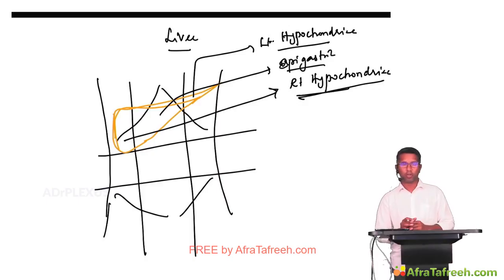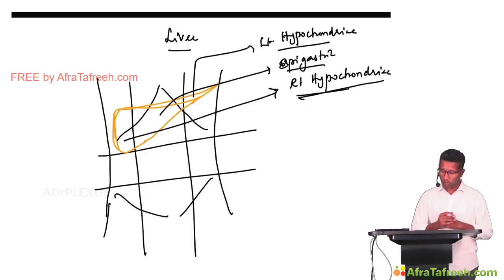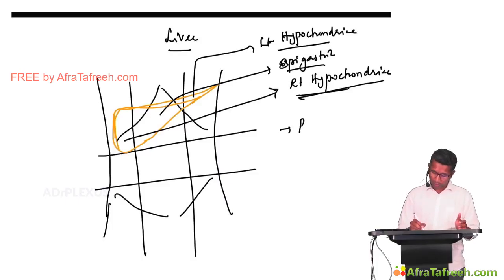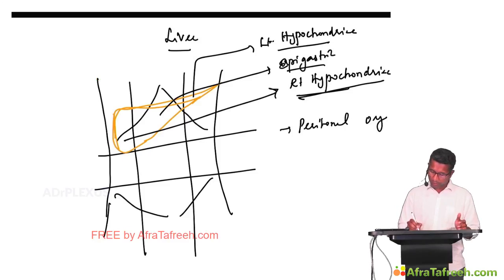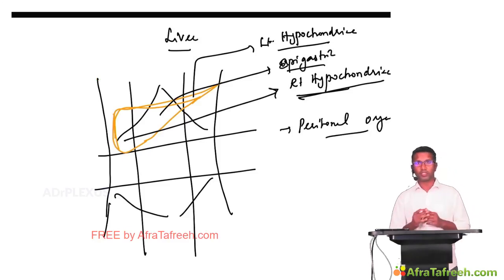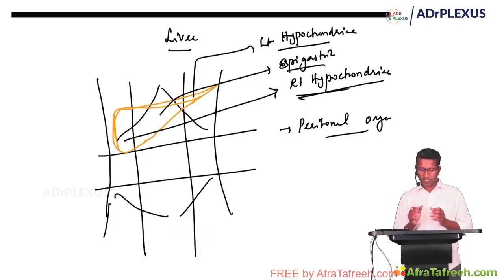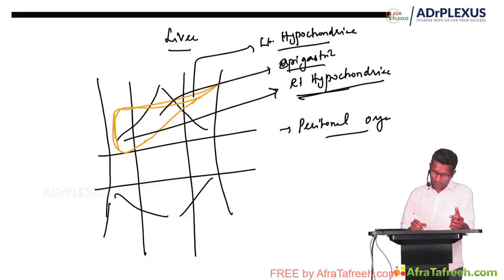It is predominantly occupied by the liver. So when you see the liver, it is an intraperitoneal organ. So if it is an intraperitoneal organ, it is covered by peritoneum on most of its sides except a few areas. We'll come to that later.